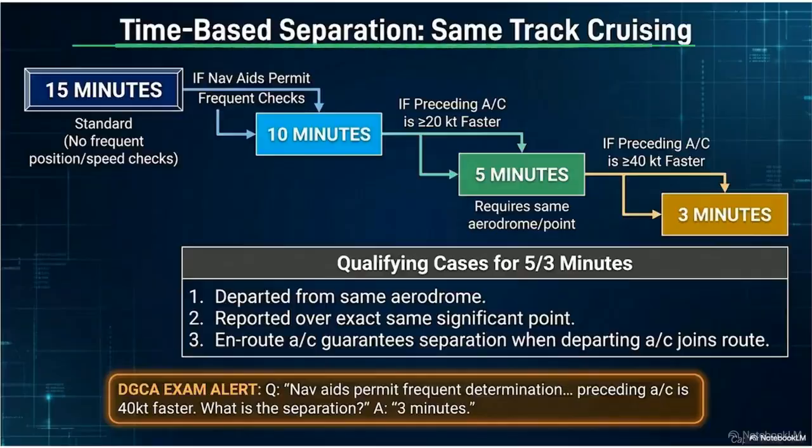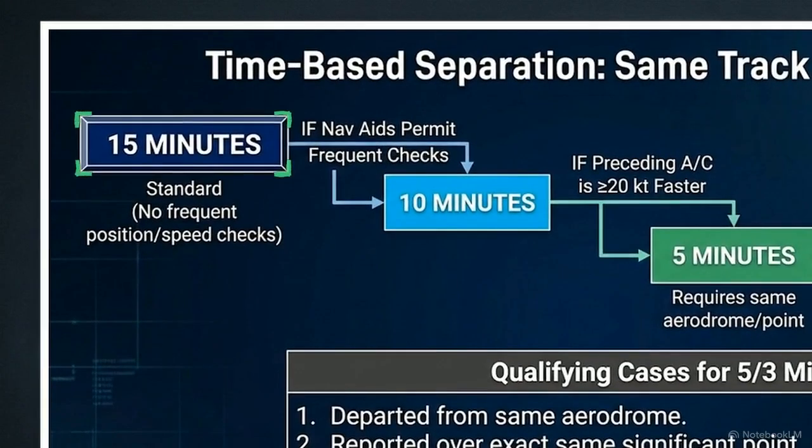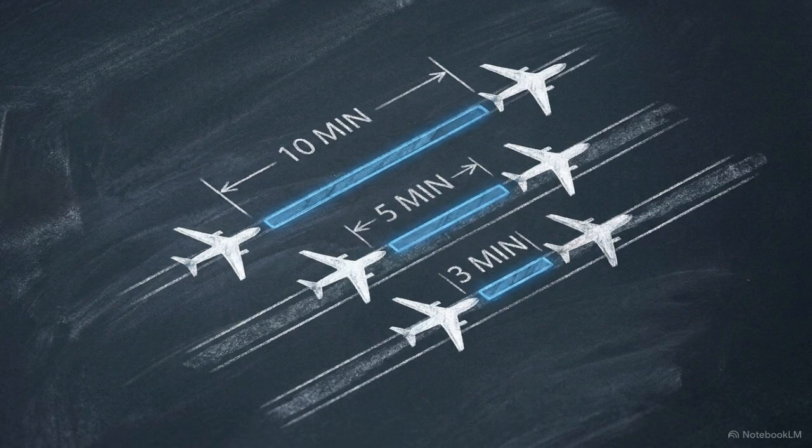This flowchart outlines standard time-based longitudinal separation for cruising aircraft. Without frequent position and speed checks, the baseline separation is a standard 15 minutes. Time serves as a proxy for physical distance. If navigation aids permit frequent determination of position and speed, ATC can reduce that buffer down to 10 minutes. High-speed differentials allow for even tighter spacing. If the leading aircraft is 20 knots faster, the requirement drops to 5 minutes. If it is 40 knots faster, the separation shrinks to just 3 minutes.